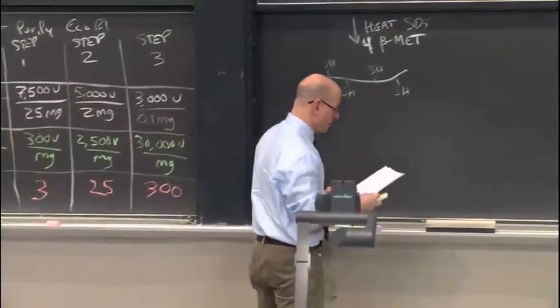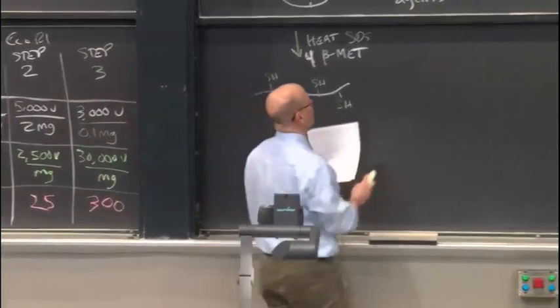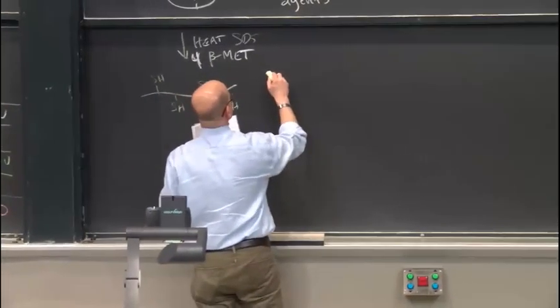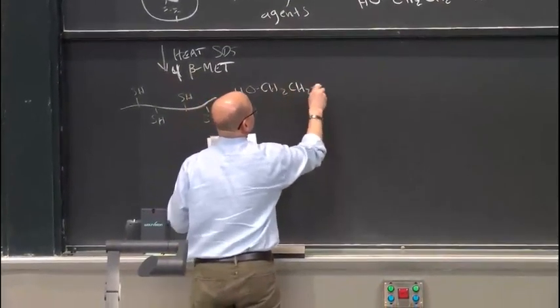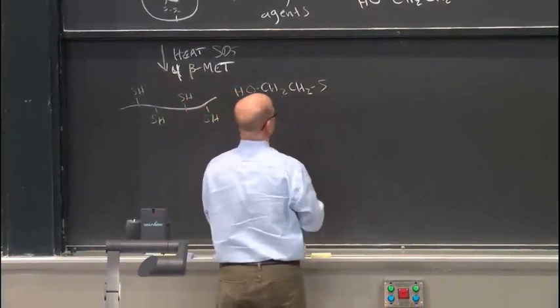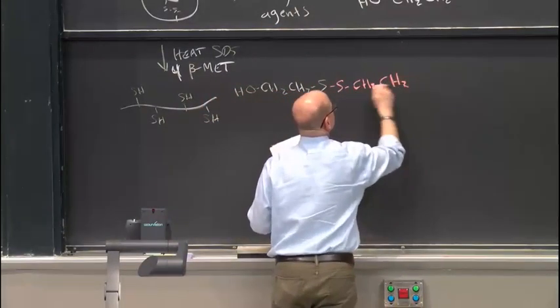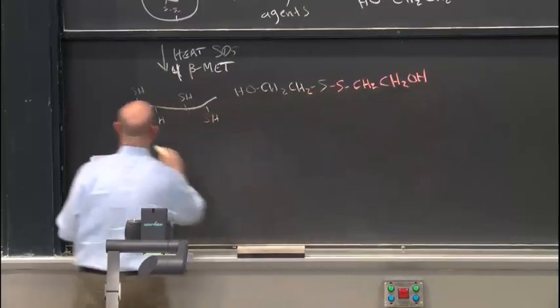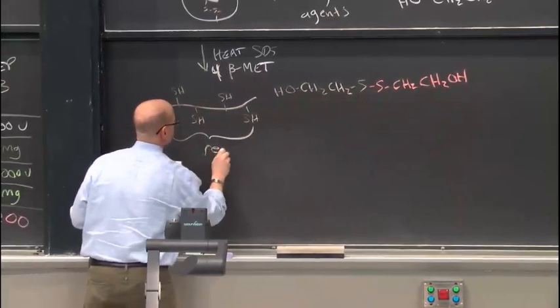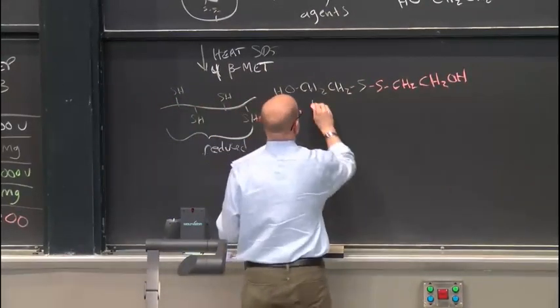reduced. What happened to the beta-mercaptoethanol in the process? Well, the beta-mercaptoethanol became oxidized. So now I have this, CH2, CH2S, and a second beta-mercaptoethanol molecule linked to this, OH. So this protein became reduced, and this became oxidized.